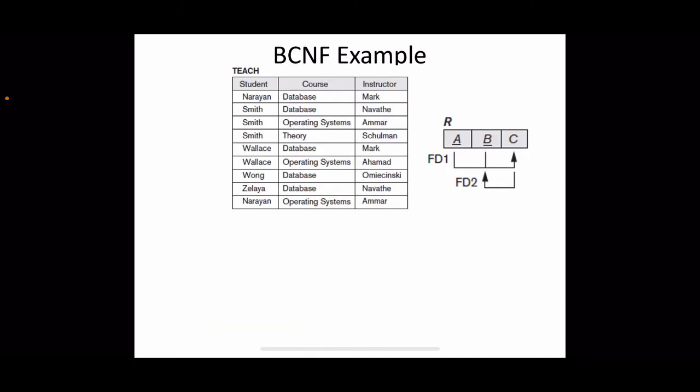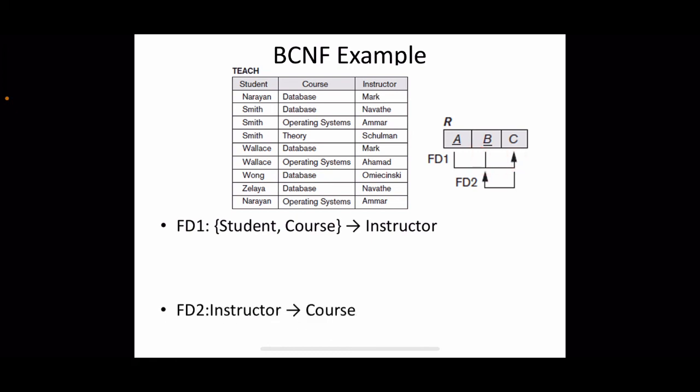Let us take one more example for this BCNF. So we have a relational schema with three attributes: student, course and instructor. This relational schema name is teach. And suppose we are taking student as A, course as B and instructor as C. So we have two different dependencies. First one is FD1, that is student and course together determines the instructor. And the second one is FD2, instructor determines the course. So these are the two functional dependencies.